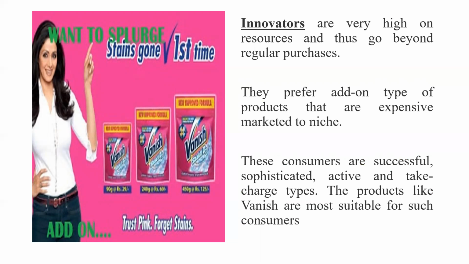We can take the example of iPhones. Very few people prefer iPhones, as they are costly and most people are not able to afford them. These consumers are successful, sophisticated, very active, and take charge. Products like Henko are most suitable for such consumers, as they want to splurge and get stains gone the first time. Here they are trying to convince the innovators that this is a new product with a new improved formula. As you can see in the ad, it is written: stain gone in the first go.